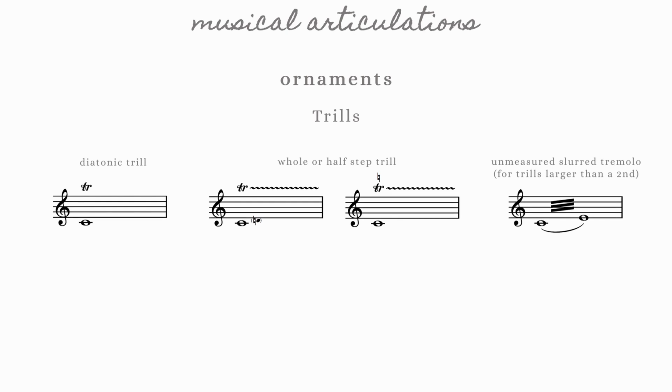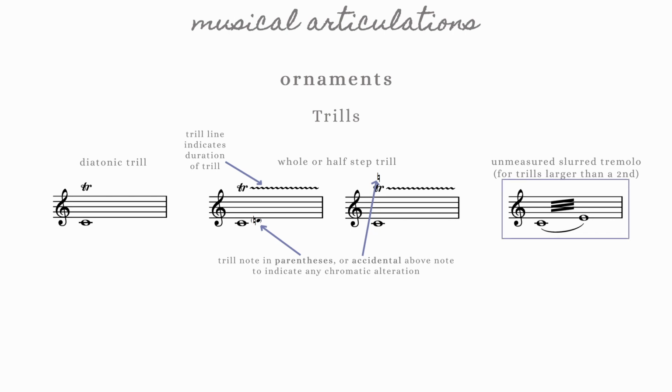Trills can be notated several ways by simply using the trill symbol here, which means trill to the next note above that's in the key signature. I recommend, however, using either of these notation styles so that the performer knows exactly which note to trill to. And for trill intervals larger than a second, I recommend using this notation, which is technically a tremolo notation, not a trill, but they sound the same.